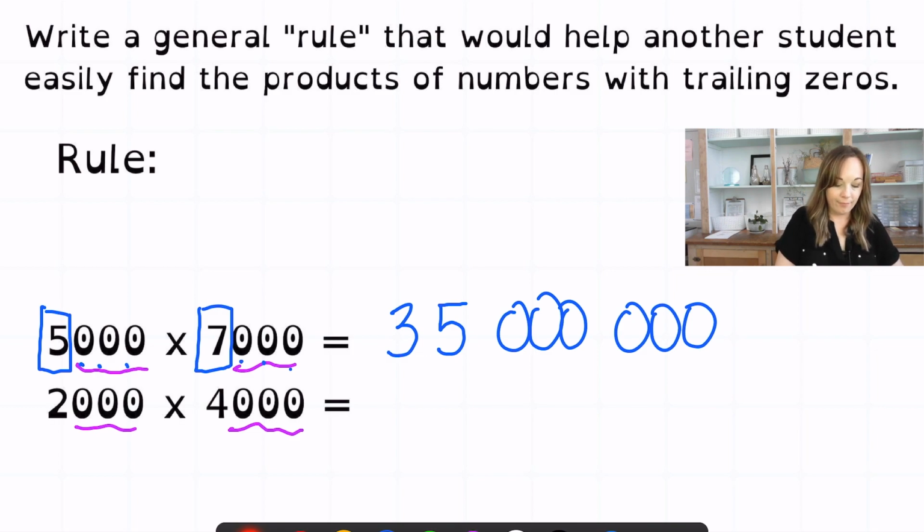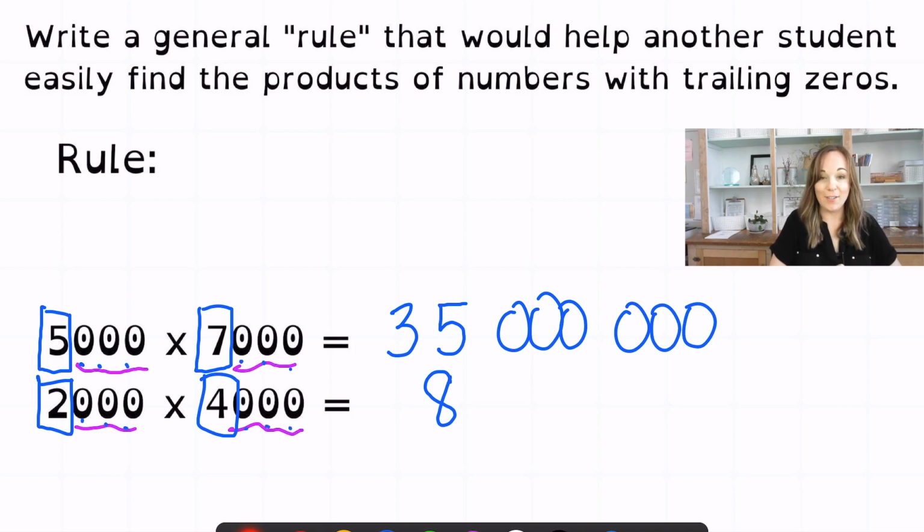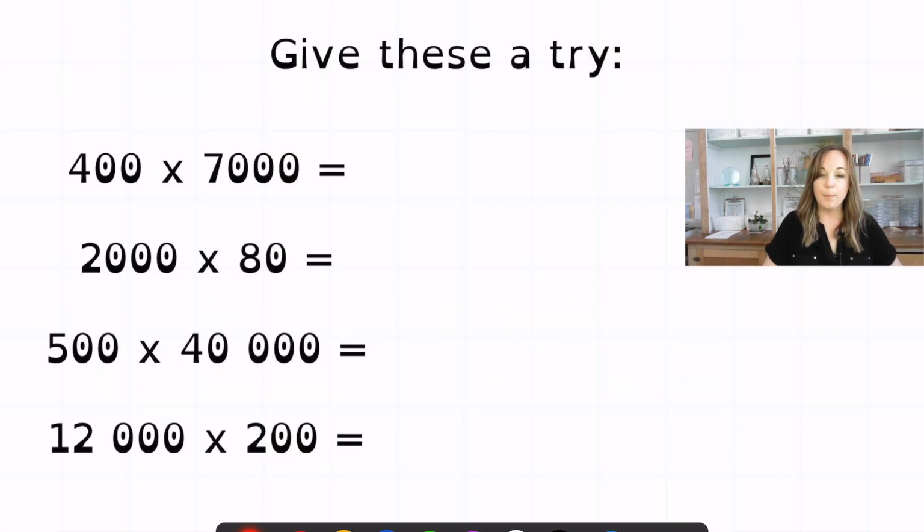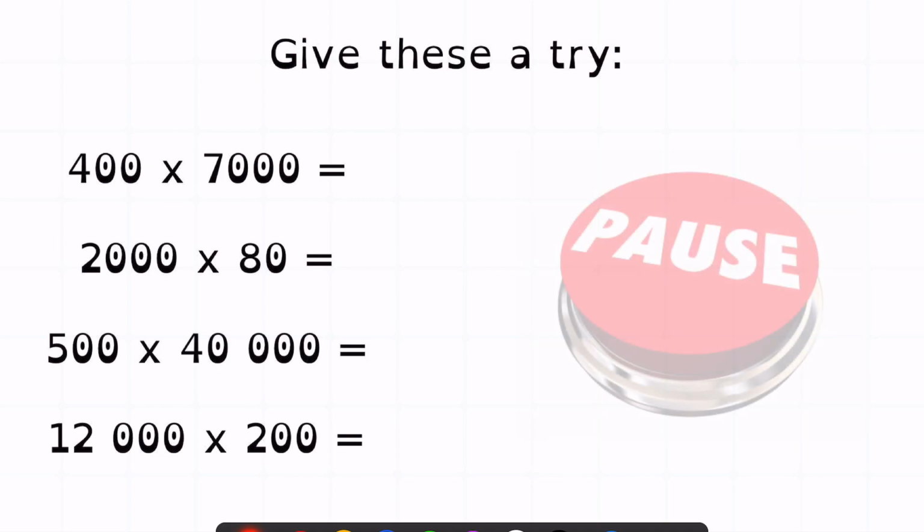Done. Let's look at 2,000 times 4,000. I know my 2 and my 4 are giving me an 8 when I multiply them, but it's not 2 ones, it's 2 thousands. And it's not 4 ones, it's 4 thousands. So those 6 zeros from the question are going to go into the answer. Easy peasy. Pause the video and give these a try, and then come on back and check your answers.